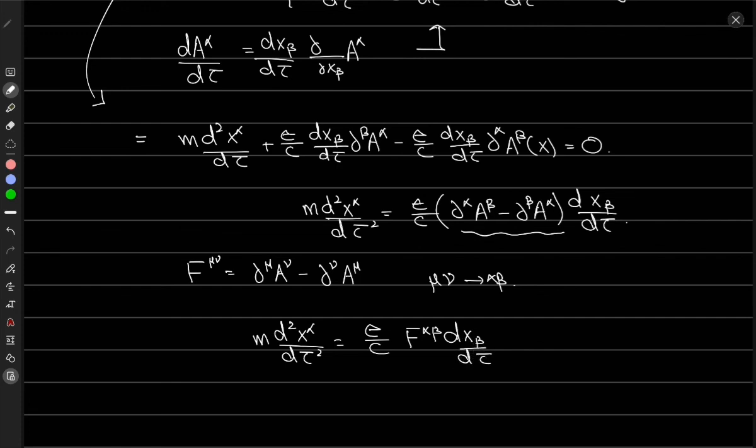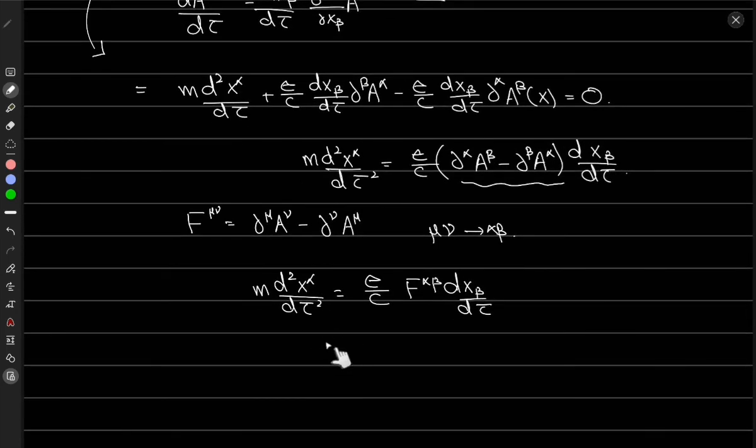Dx beta over d tau is just the metric tensor eta. So this would be m d squared, not the metric tensor, I meant the proper velocity, right? m d squared x alpha over d tau squared is equal to e over c F alpha beta times the proper velocity, which we can write down as eta with just one index beta, right? You can use any other, you can use v as well. If eta is confusing with the metric tensor, you can just say that it's v beta, right? But remember that this v is the proper velocity of the particle.